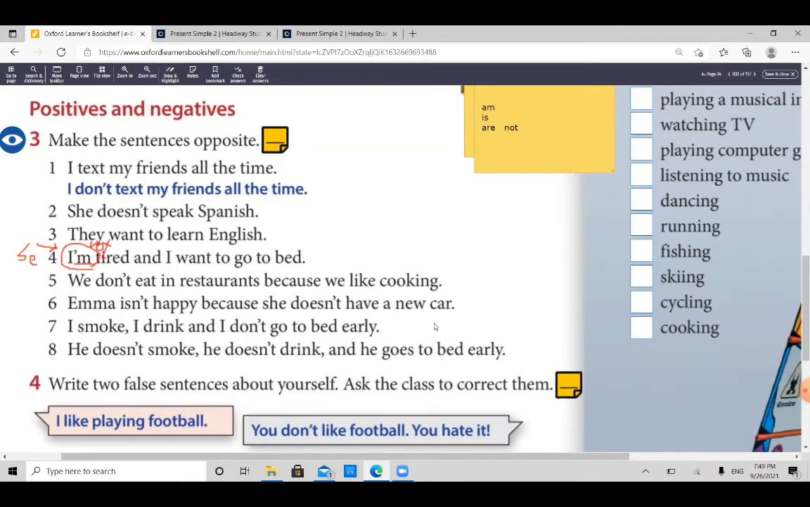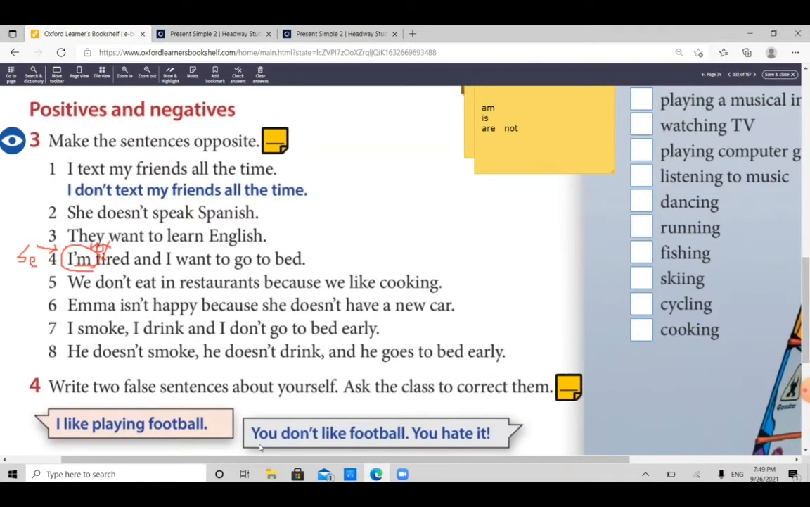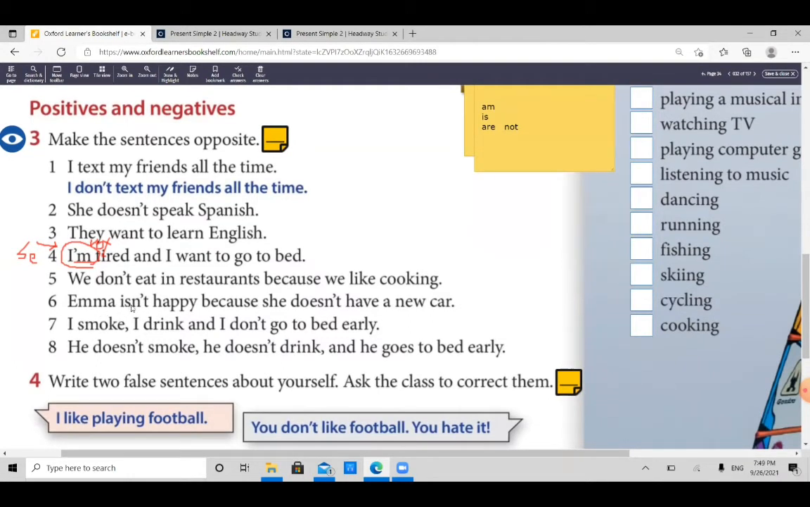Hani. Emma isn't happy because she doesn't have a new car. Excellent. Emma is happy. We delete not with the verb to be. So Emma is happy because now doesn't have, we return it to the original verb, has. She has a new car. Yes, Saeed.